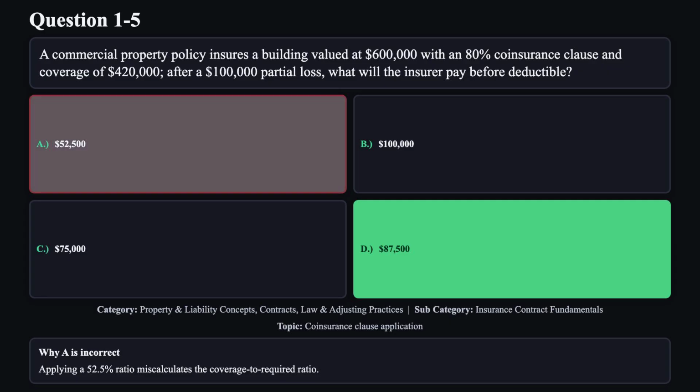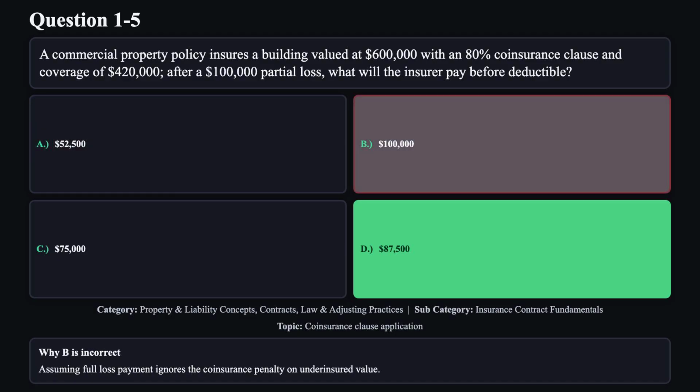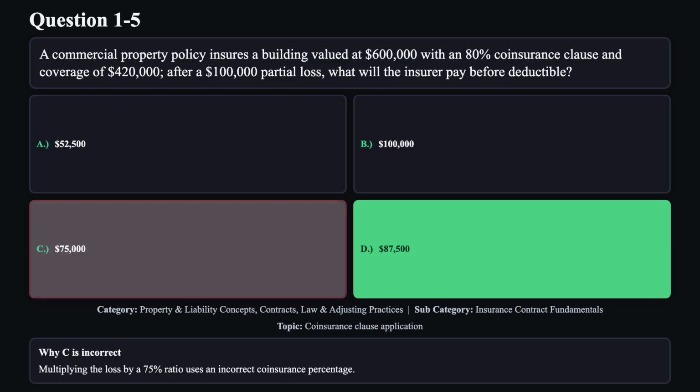Reason A is not correct. Applying a 52.5% ratio miscalculates the coverage to required ratio. Reason B is not correct. Assuming full loss payment ignores the coinsurance penalty on underinsured value. Reason C is not correct. Multiplying the loss by a 75% ratio uses an incorrect coinsurance percentage.